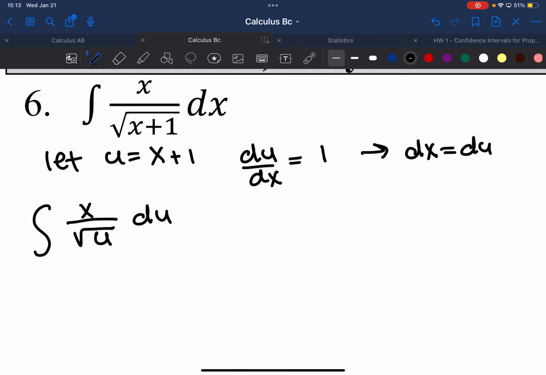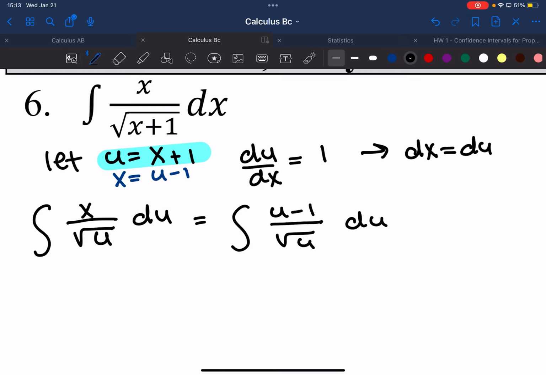Okay, so notice this. Is everything in terms of u? No. Did we have anything where the derivative was able to cancel out an x? No. So what we need to do is go back to where u is equal to x plus 1, and solve for x. So x equals u minus 1, right? We just subtract 1 to the other side. I'm going to plug that in. The integral of u minus 1 over the square root of u du.